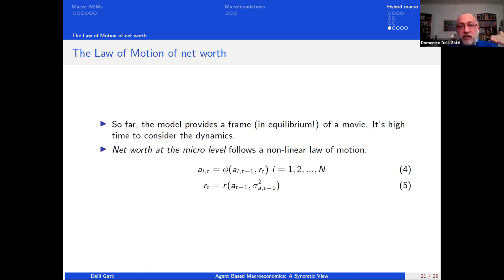Now, so far, you have a simple macro model. Then you go for the agent-based model. The agent-based model enters into the picture when you have to track the evolution over time of the distribution that is characterized by the laws of motion in equation four. These are derived in the model, they're not postulated. And R is the interest rate that you derive from the IS-LM model.